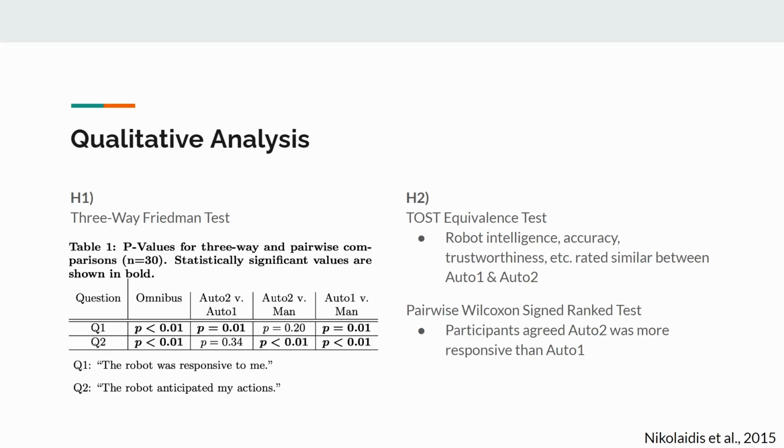Then in response to hypothesis 2, 2 tests were conducted: a TOST equivalence test, which essentially asks human participants to rate the similarities between Auto 1 and Auto 2, and they were rated similar. And the pairwise Wilcoxon signed-rank test, where the participants agreed that Auto 2 was more responsive than Auto 1.